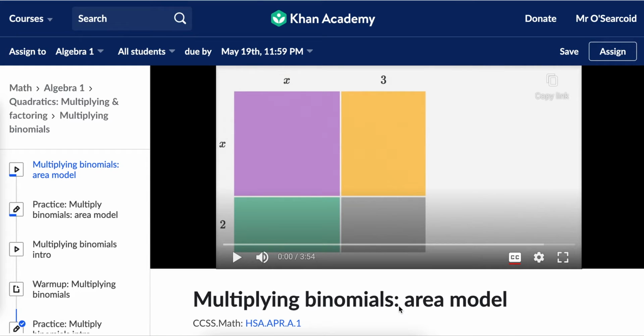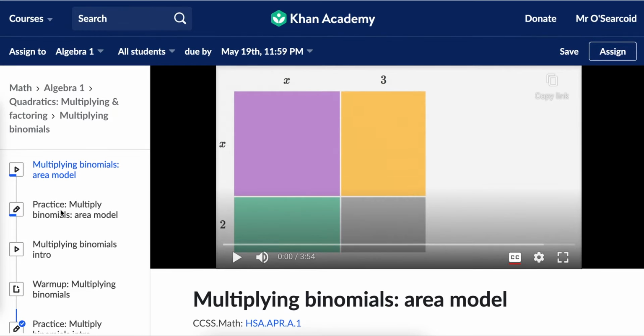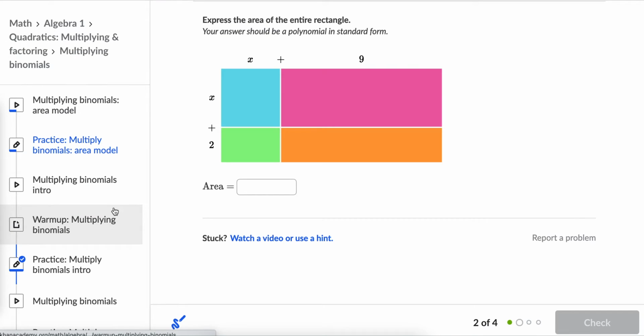Let's take a look at multiplying binomials. We're going to take an approach here where we build it up from the area model right through to looking at FOIL. So if we start with the area model right here, we want to remind ourselves first of all that we're actually looking at the area of a rectangle.